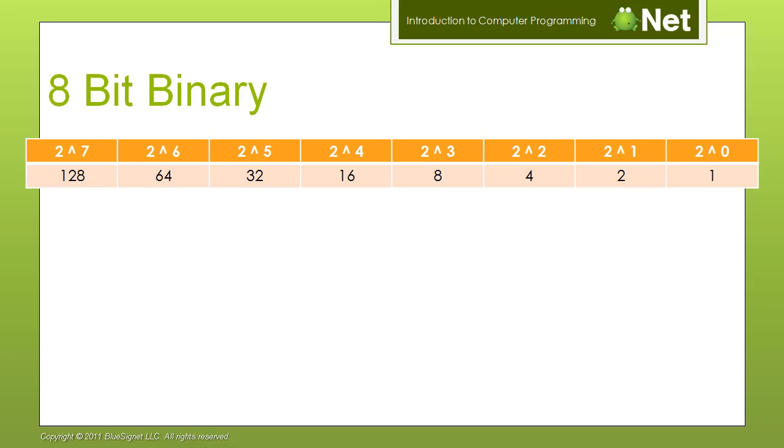numbering system. So we go 2 to the power of 0, which is 1, 2 to the power of 1, which is 2, and all the way up until we get to 2 to the power of 7, which is 128. So these are the individual values that we can have in 8-bit binary. The addition of all these values equals the maximum number that we can store with an 8-bit binary number.